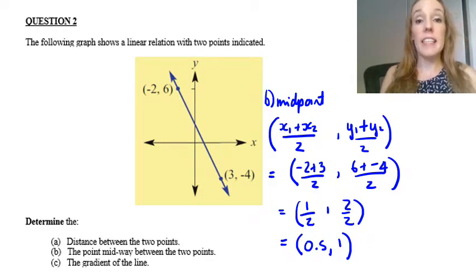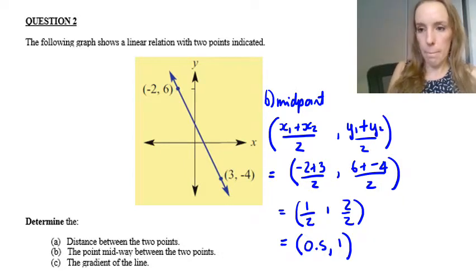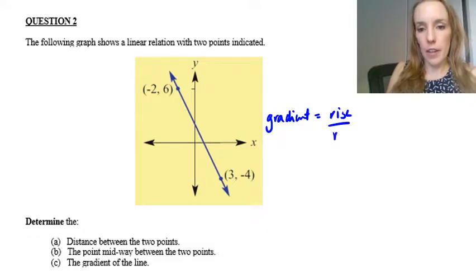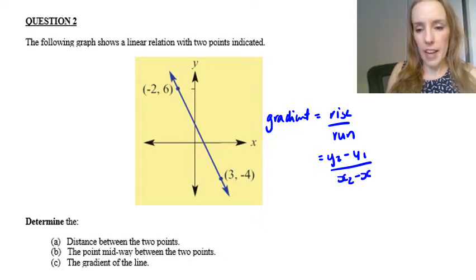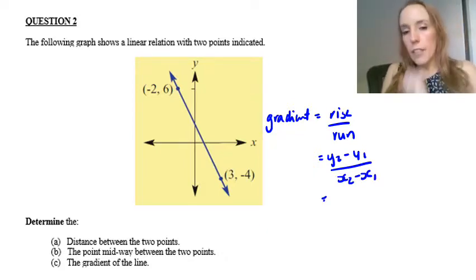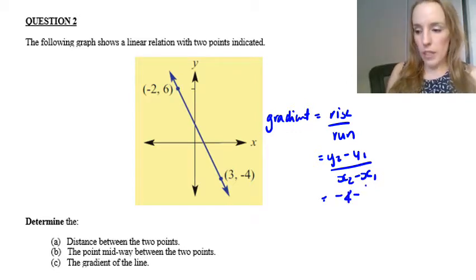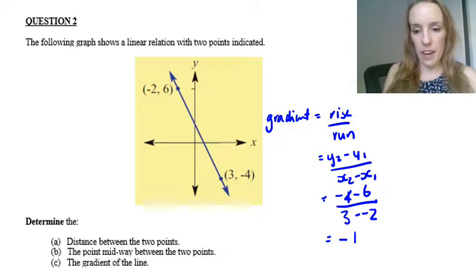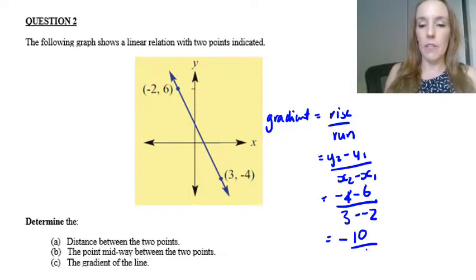Okay, so the next is C, which is finding the gradient of the line. Clear that. Okay, so our gradient, we all know the formula for our gradient. So it's our rise over our run, and that's equal to y2 take y1 over x2 take x1. So it's -4 take 6 over 3 take -2. That's not very clear that that's two different things. There we go. Okay, so -4 take 6 will leave us with -10. Why did that take me so long? And 3 take -2 is 5.